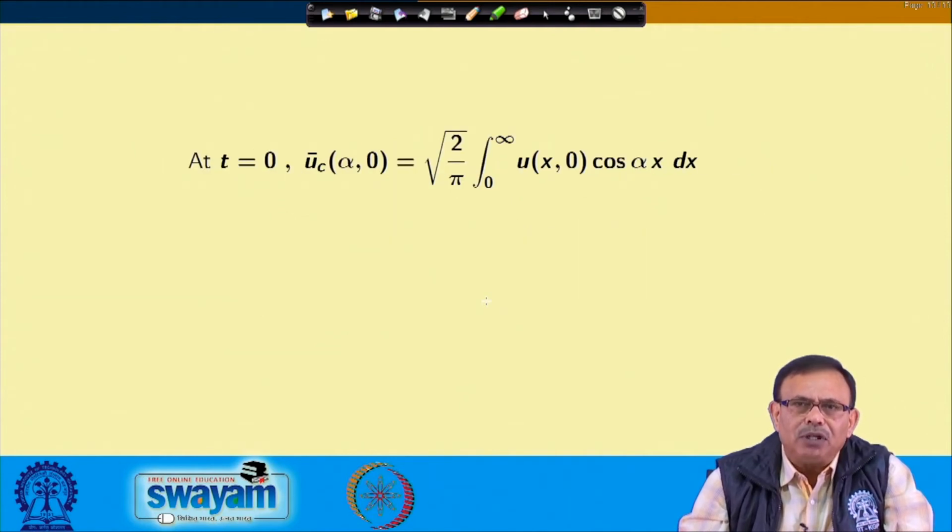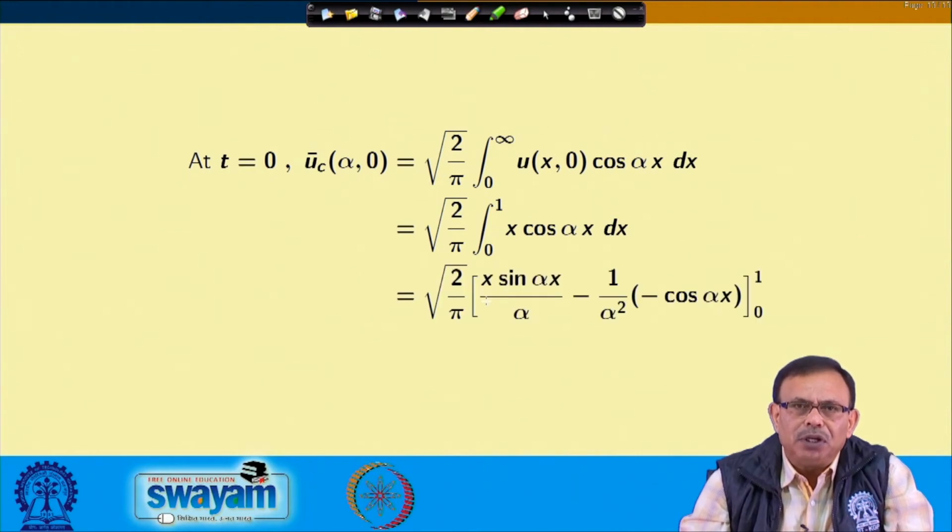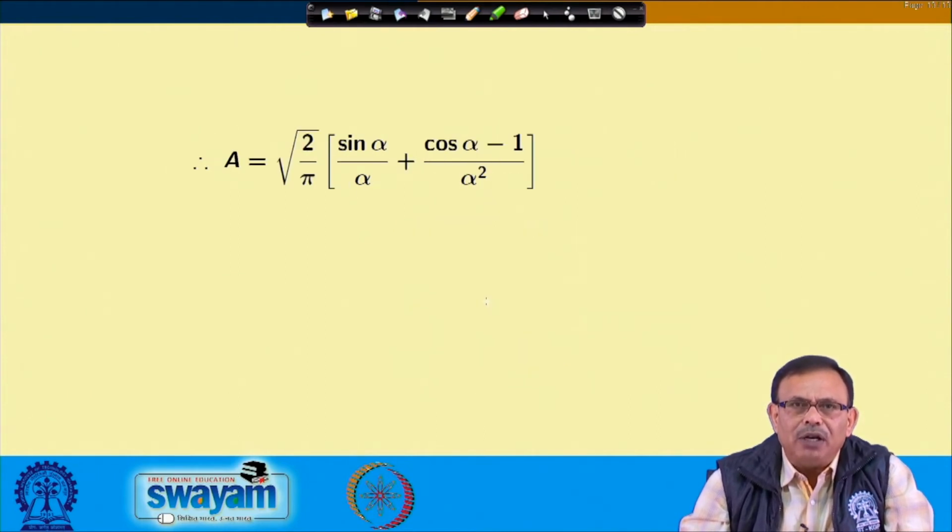So, I have to find out the value of the constant a. For that one, I am finding at t equals 0, what is the value of u bar c alpha 0. So, this is the integral 0 to infinity u x 0 cos of alpha x dx, and we know u x 0 equals x in 0 to 1, otherwise u x 0 is 0. So, it boils down to this integral. If I evaluate the limit, I will obtain this function of alpha, and this is the value of a.